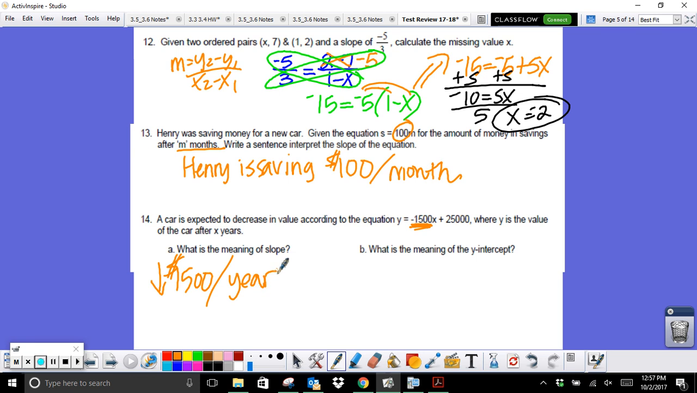What is the meaning of the y-intercept? Y-intercept always means the same thing. It's always where you start. So this would be the starting value of the car. This is kind of a review question here. Starting value of the car.